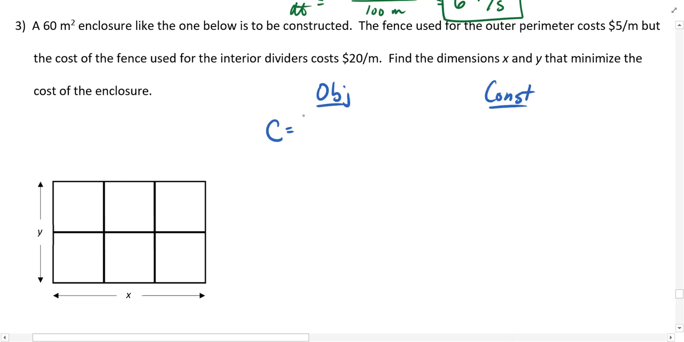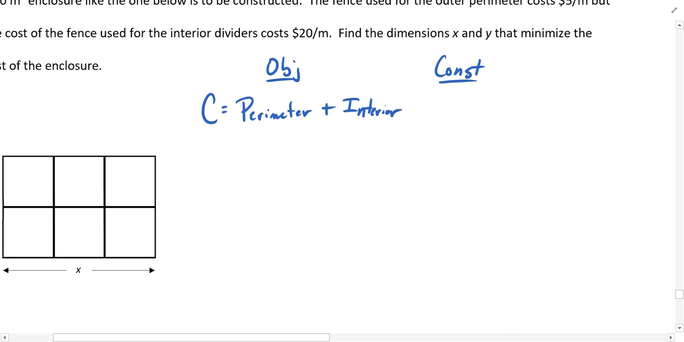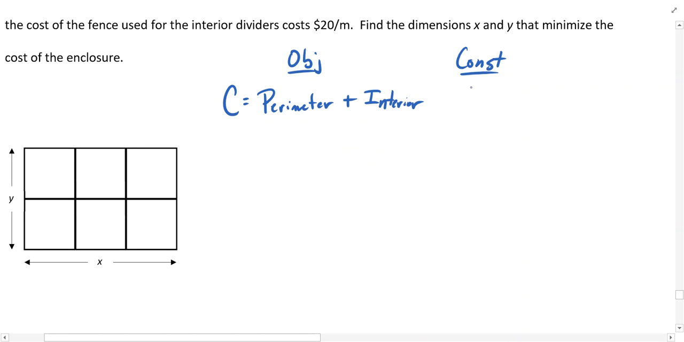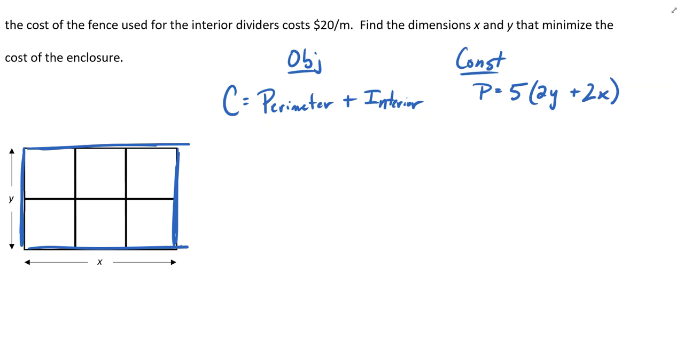So let's just look at this for a second here. Maybe we can look at it a different way. The cost is equal to the perimeter fencing plus the cost of the interior fencing. That's what our total cost is going to be. And so as far as our constraints go, the perimeter fencing is $5 times what it looks to be 1y here and here, so that's 2y, and then we've got x on the top and x on the bottom, so plus 2x. Now that may or may not be easier to calculate in the future by saying 10 times x plus y.